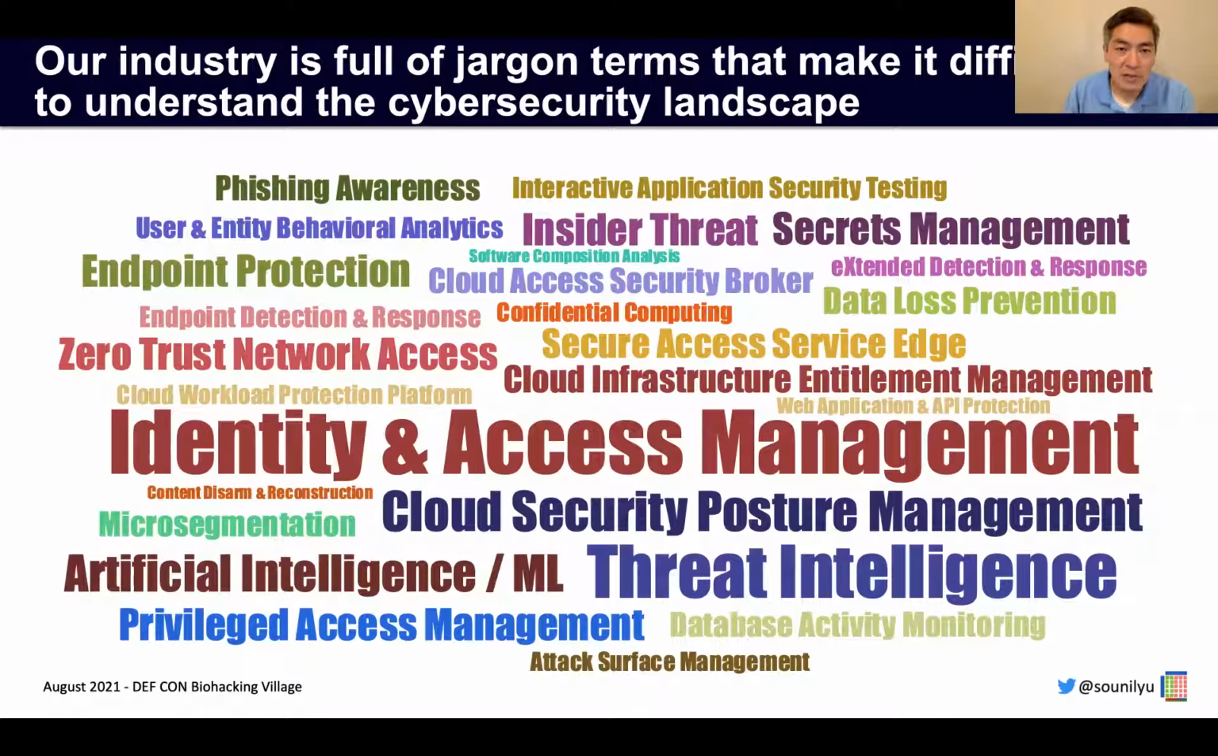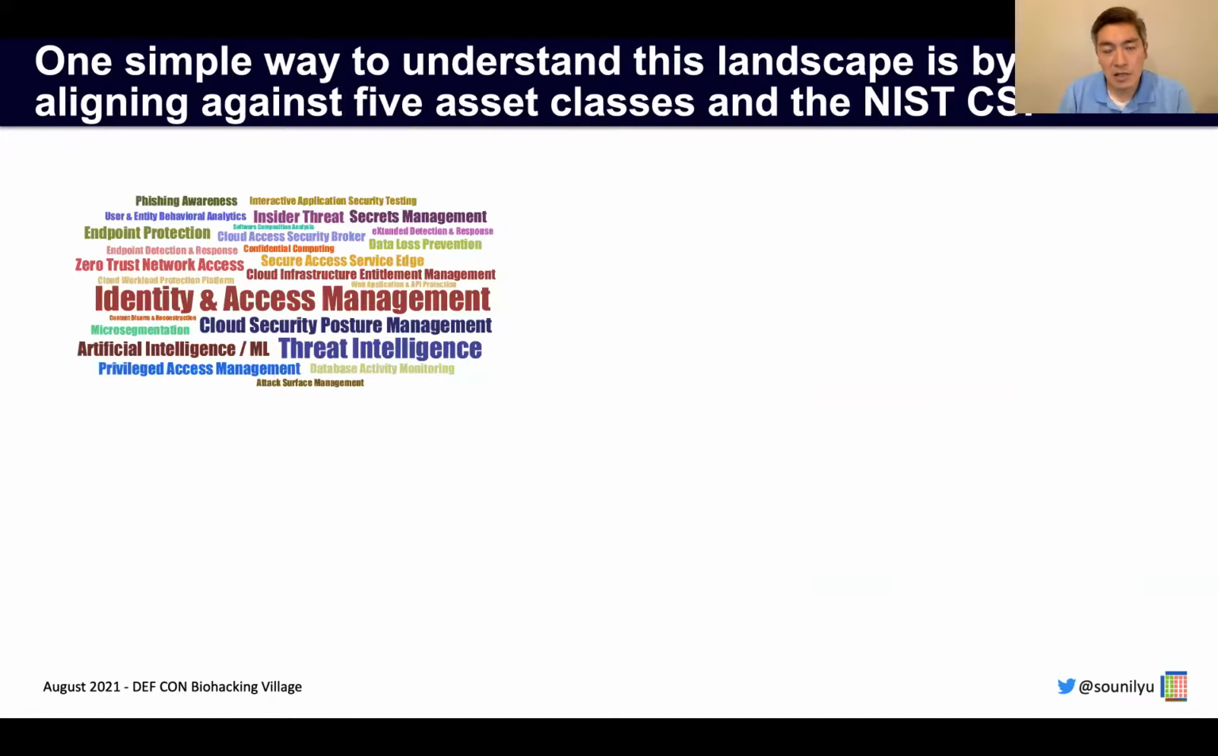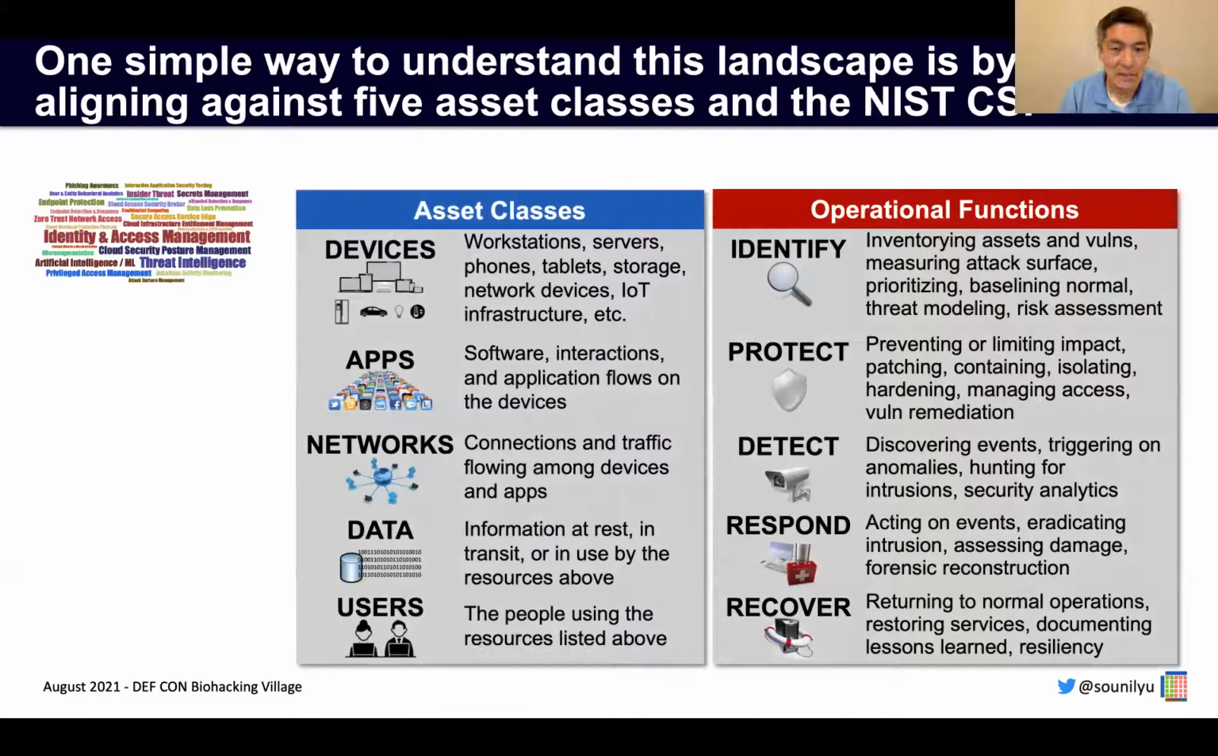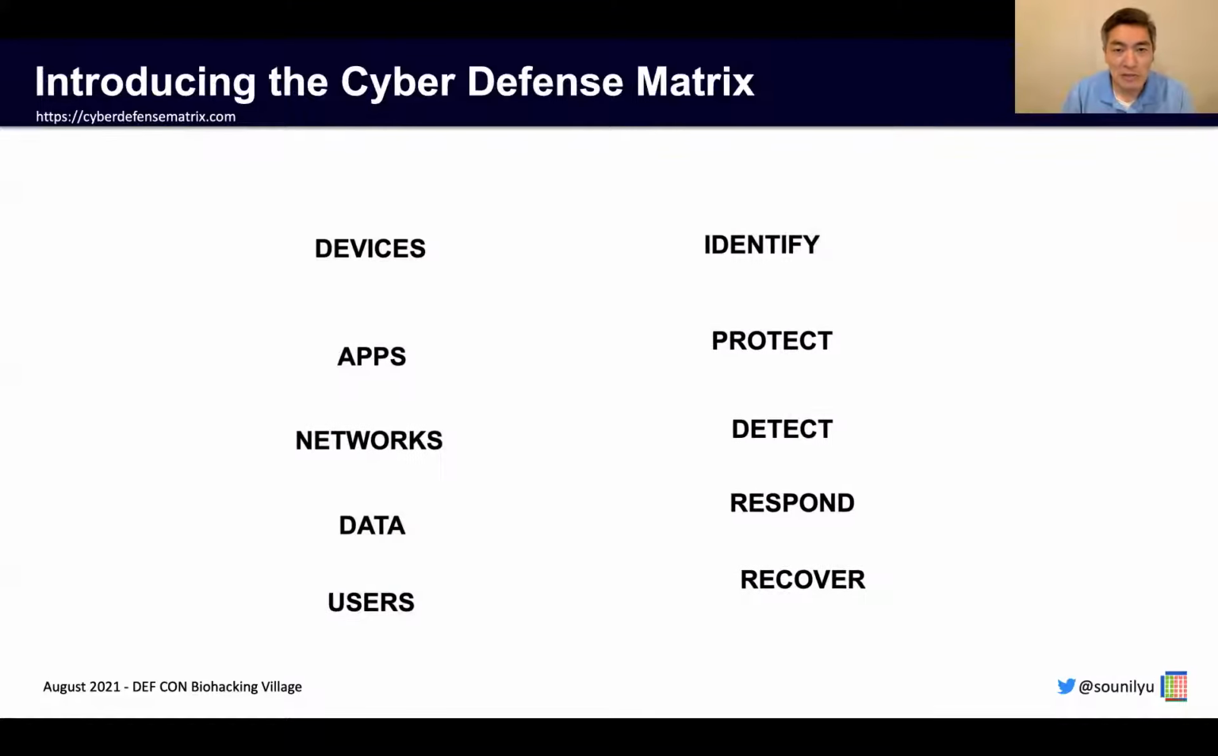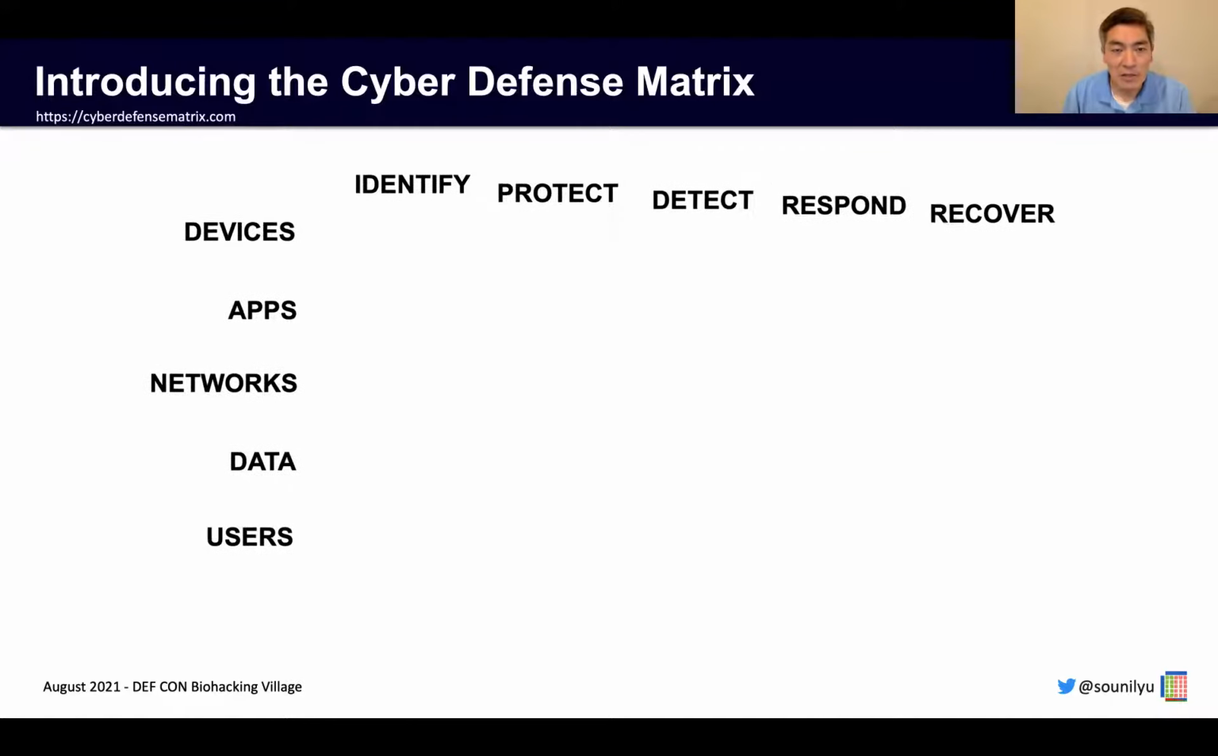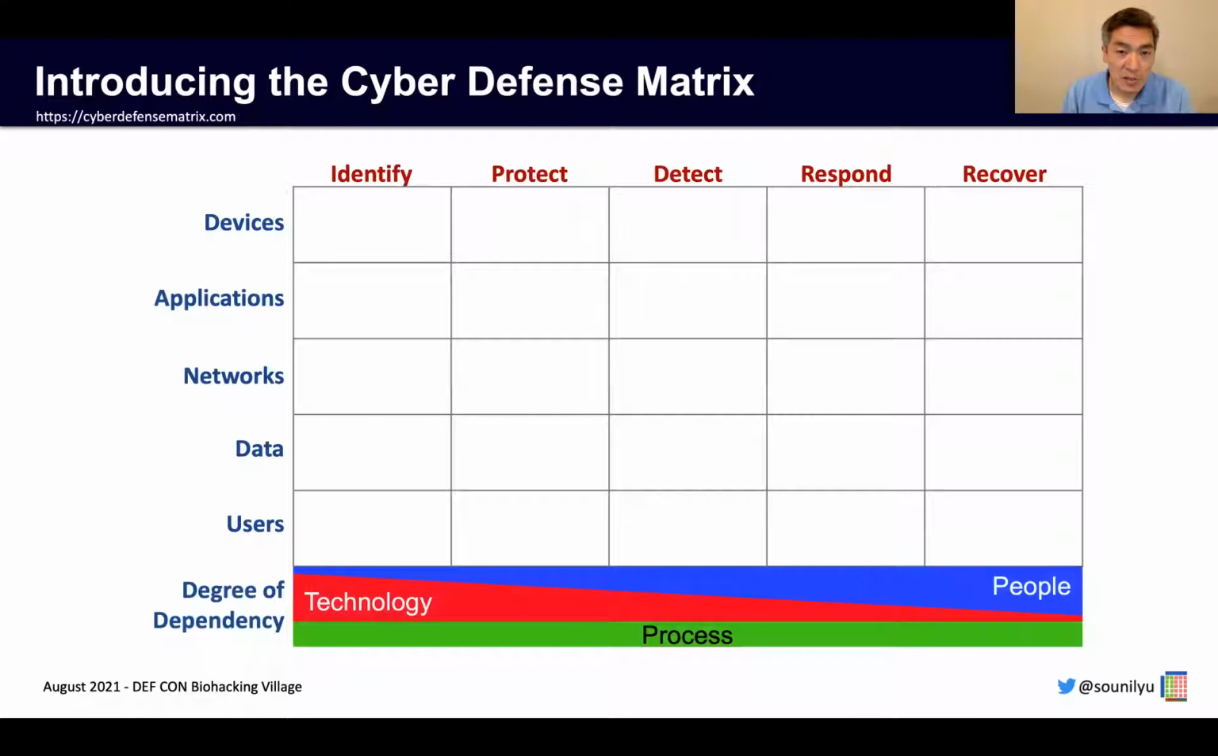the Cyber Defense Matrix. The Cyber Defense Matrix, at its core, consists of two dimensions. On one dimension, it's the things that I care about, these 5 asset classes: devices, applications, networks, data, and users. On the other dimension, it's the 5 functions of the NIST cybersecurity framework: identify, protect, detect, respond, and recover. When we bring these 2 dimensions into a 5x5 grid, we get what I call the Cyber Defense Matrix.